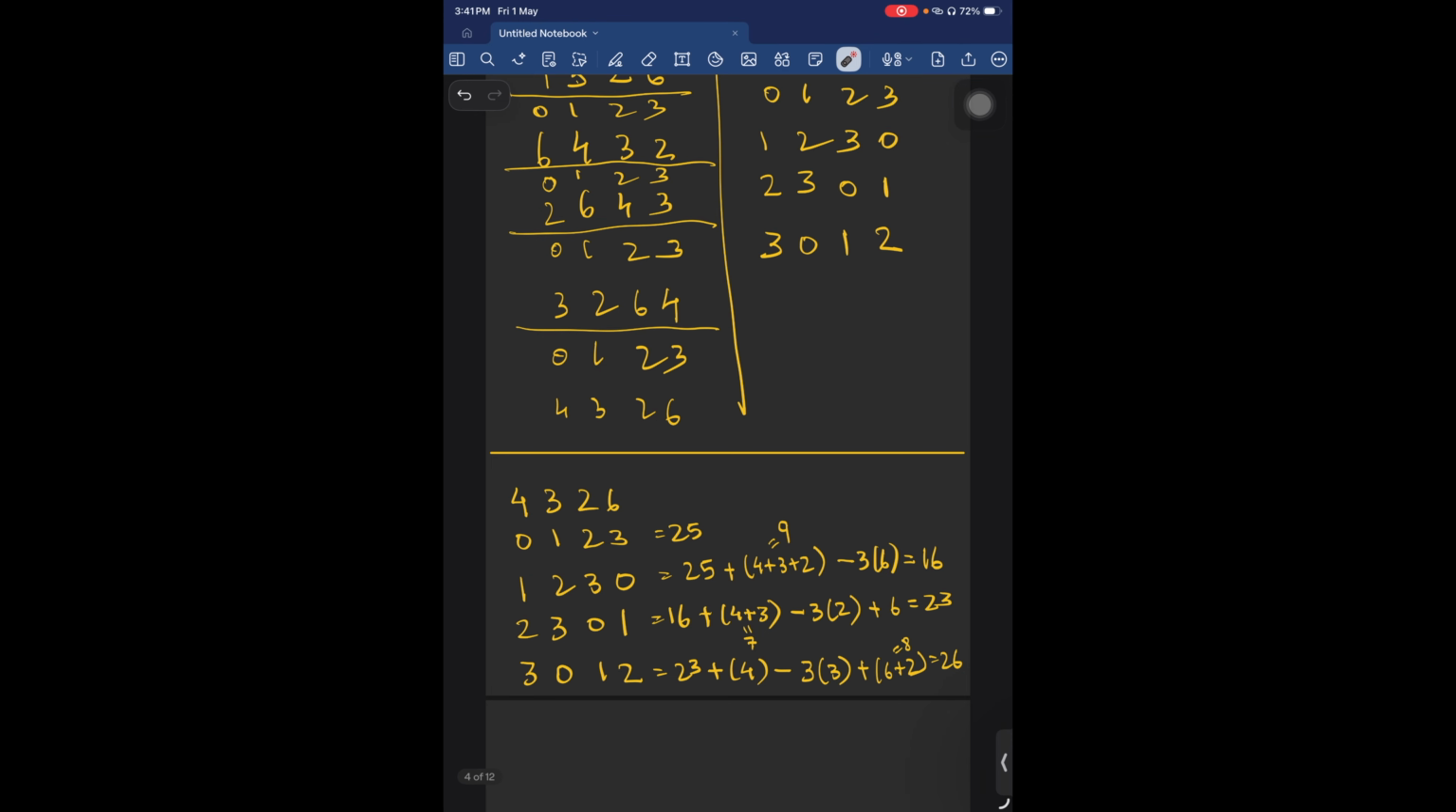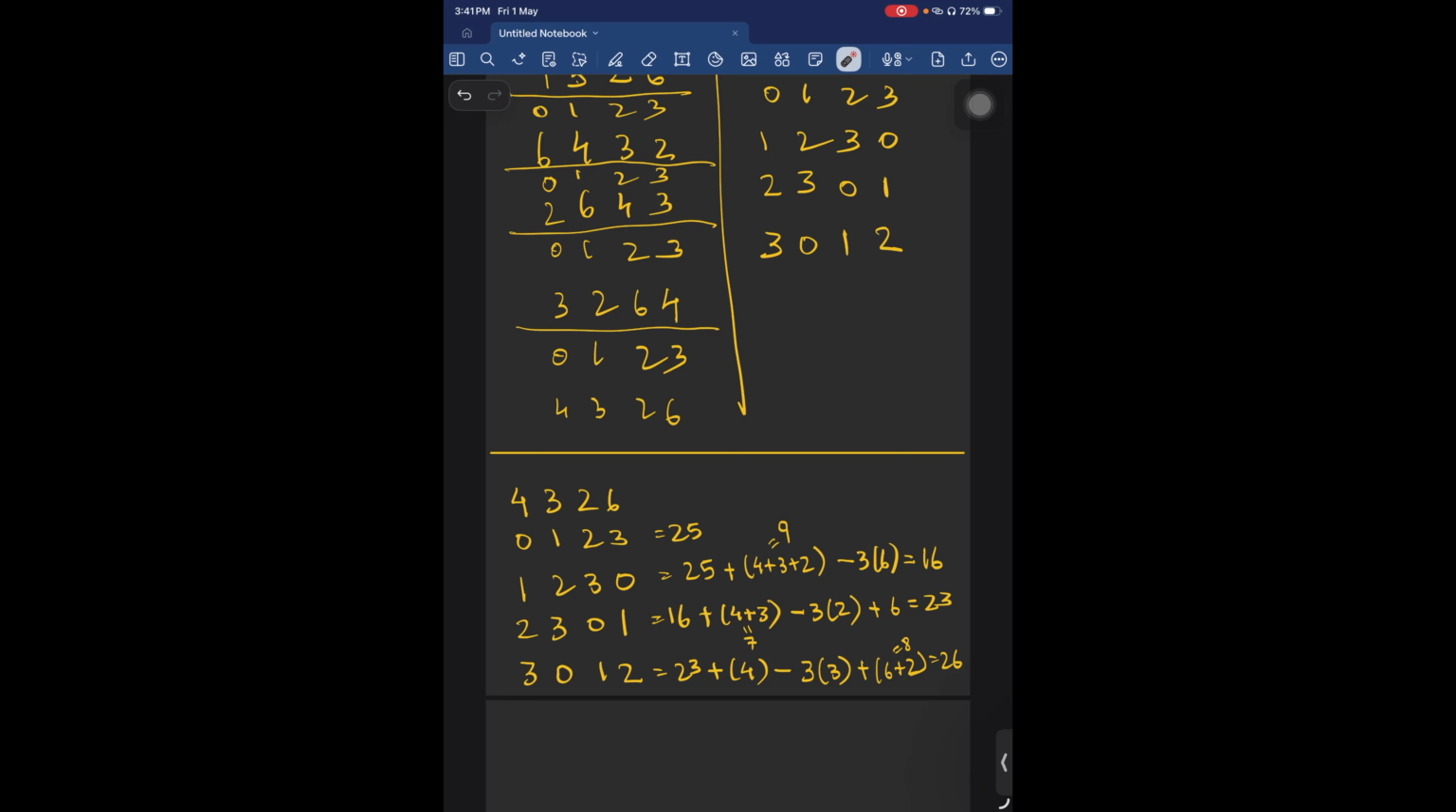Now for f of 1, I rotated the array, but I didn't simulate it. Let's assume that in our imagination we rotated it. So the indexes will be 1, 2, 3, 0. 6 will be at the first and they will be shifted right once. So these are the new indexes.